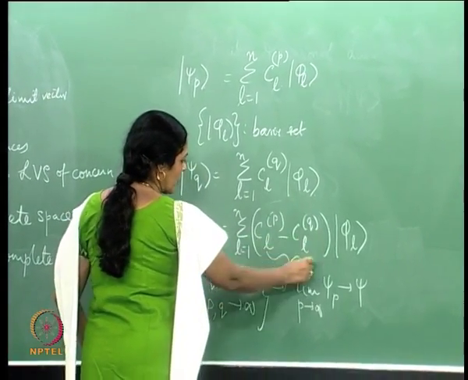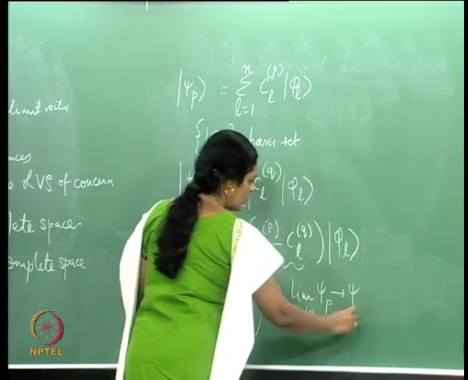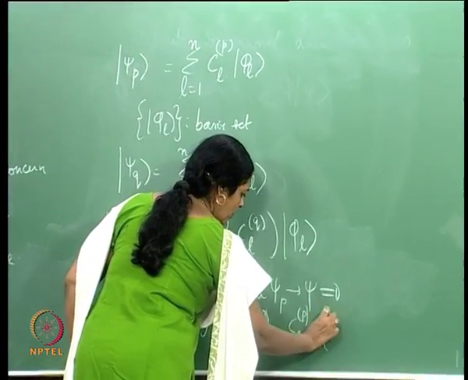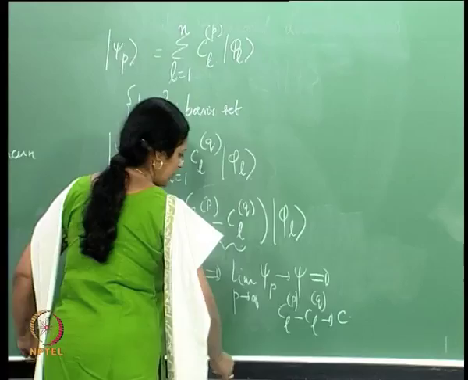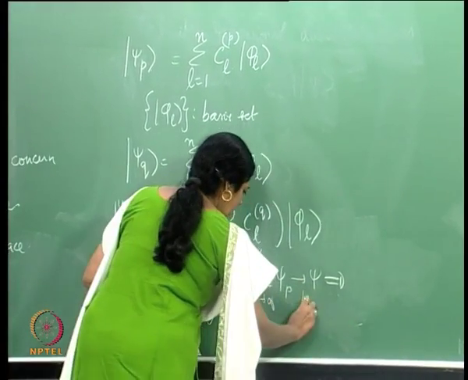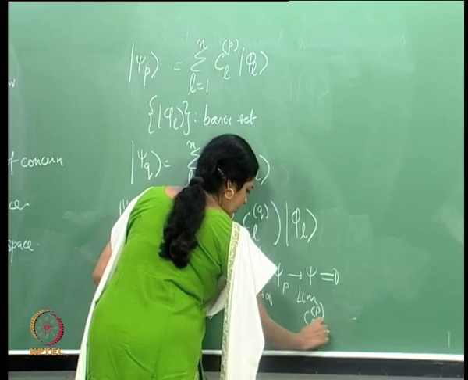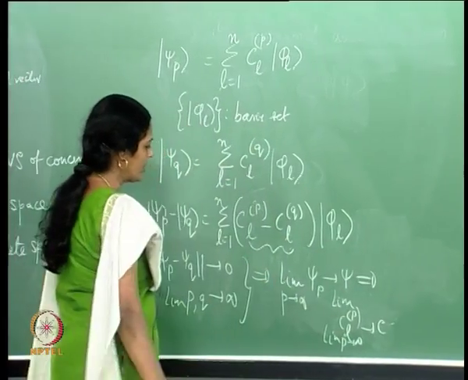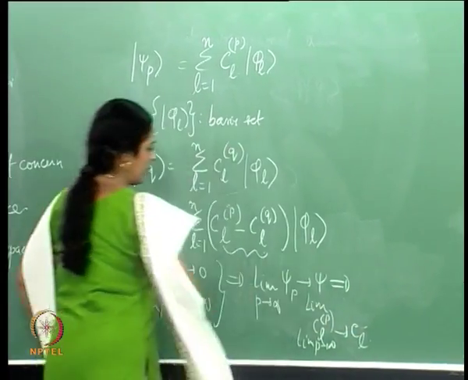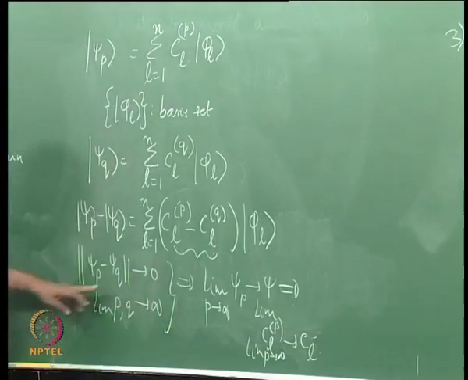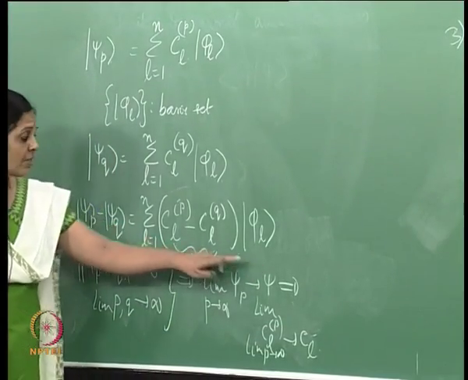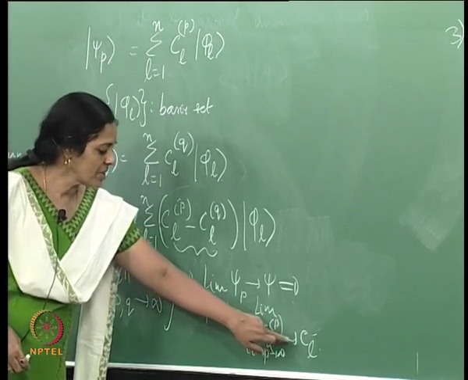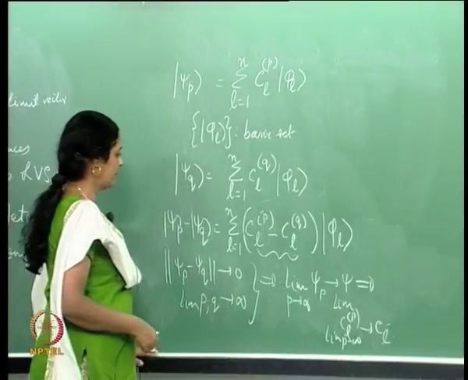Correspondingly, this object C_L of p minus C_L of q goes to 0, which implies that the limit of C_L of p as p goes to infinity goes to some value c_L, because there are L of them. So the fact that there is a limit vector translates to this statement for the coefficients, that the limit of such a sequence goes to some value c_L.